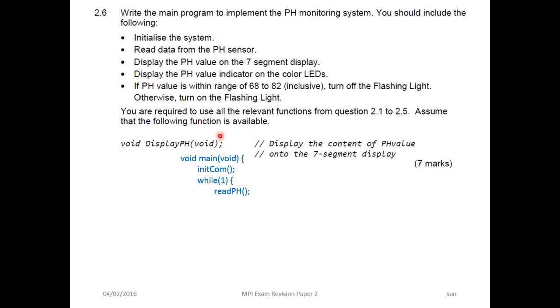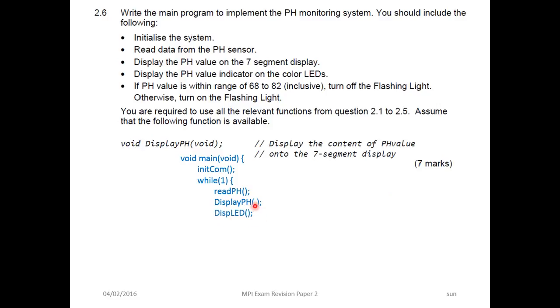Next, we are going to display the pH value on the 7-segment display. This function is given below, so we can just call the function here. This is followed by displaying the pH value indicator on the color LEDs. Again, we have written this function earlier in question 2.5, and that's the dispLED function.